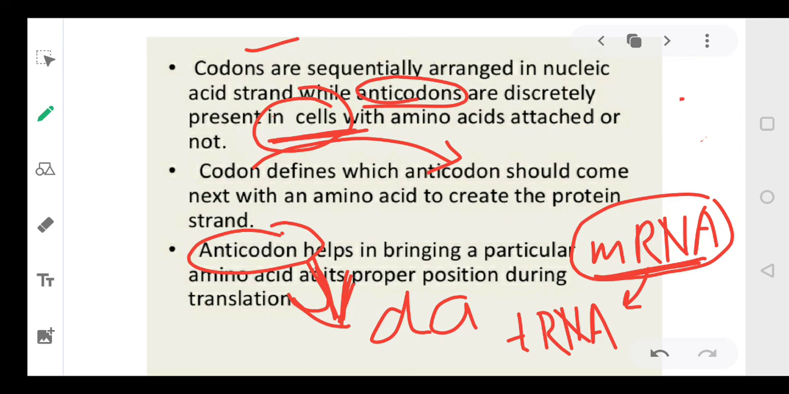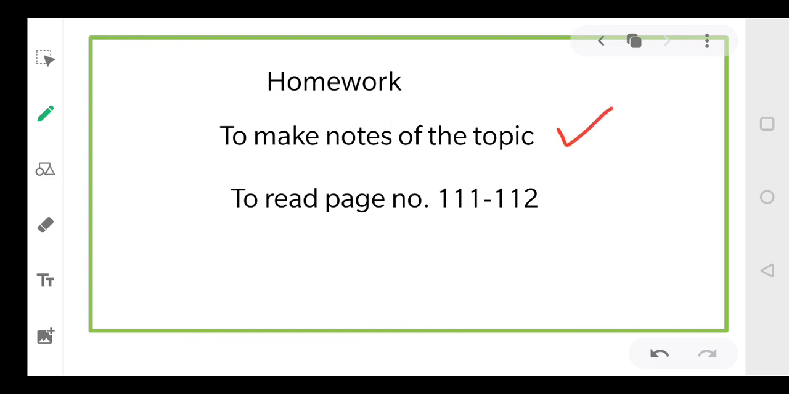If there is any query, any doubt, you can ask. I'll be eagerly waiting for your questions. Right, everyone? Okay, so this will be your today's homework. You will make notes of this topic, and then you will read the page numbers 111 and 112 and underline the important terms. Make 1-mark questions from this particular topic. It's a very interesting one, right?